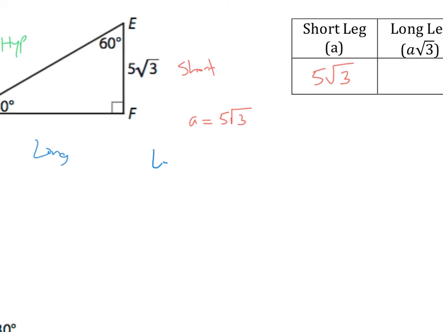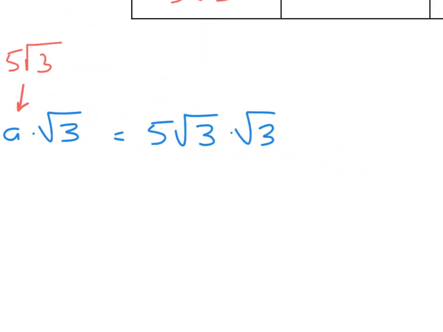Now our long leg is A times the square root of 3. So if I substitute in this A, then we know our long leg is 5 square root 3 times the square root of 3. Now what happens here, when you have two square roots like this, you end up with square root of 3 squared. And the thing that's special about that is a square root and a square cancel each other out. And all you're left with is just 3. Okay, it's not 9, it's 3.